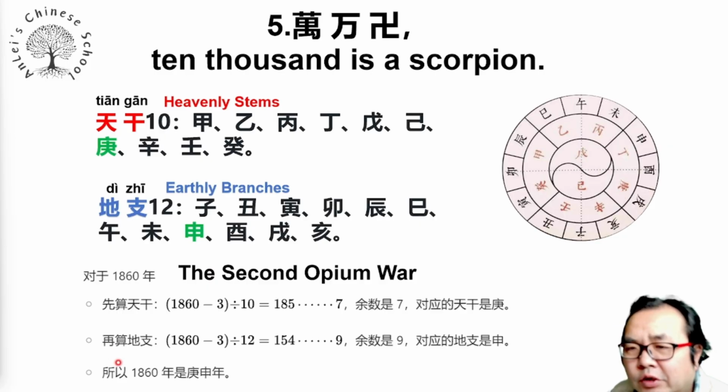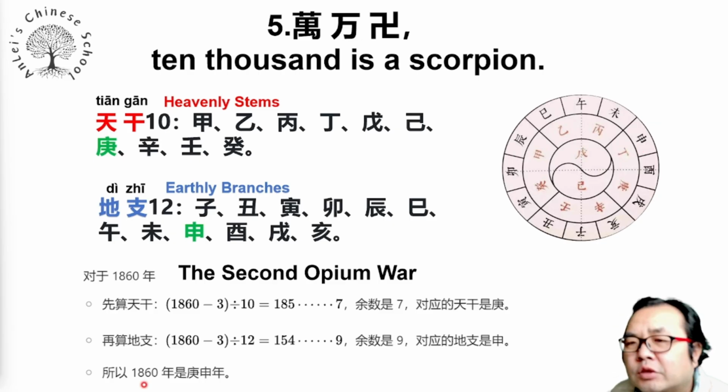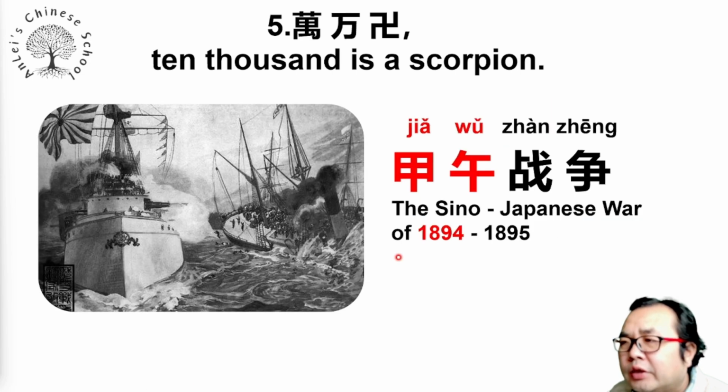And later we calculate the earthly branches. For the earthly branches, we use the remainder obtained by subtracting 3 from the year number and then dividing by 12, which corresponds to the earthly branch. And this remainder is 9. So 9 corresponds to Shen. So the Second Opium War, 1860, is the year of Gengshen. In 1894, the Sino-Japanese War broke out. But we don't say 中日战争, we say 甲午战争. It's the year of 甲午.